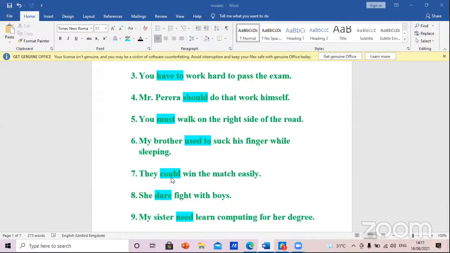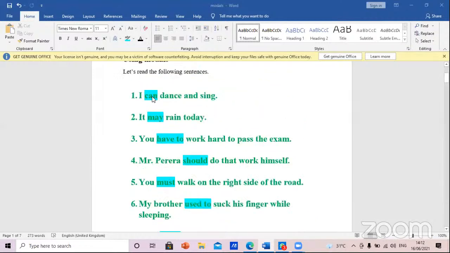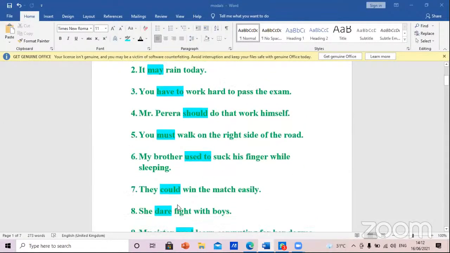Then the past tense of can is could. Past form of this can. Number 1, can. Right? The past of this can is could. They could win the match easily.